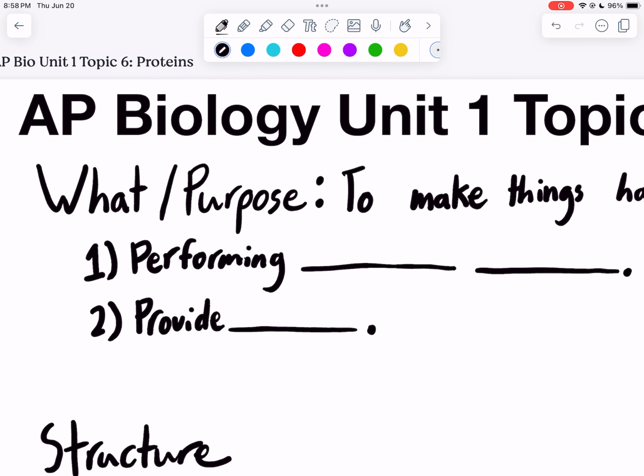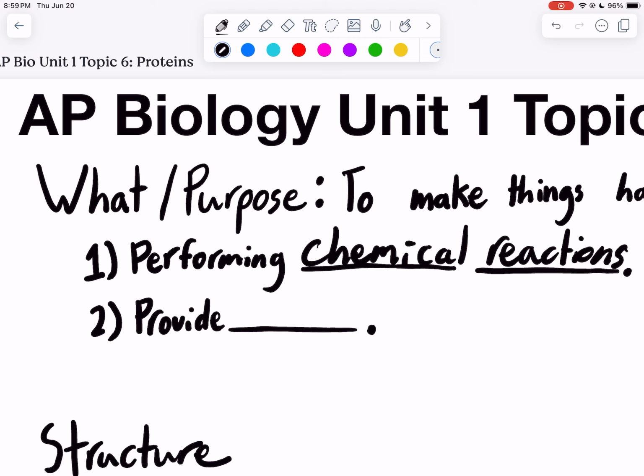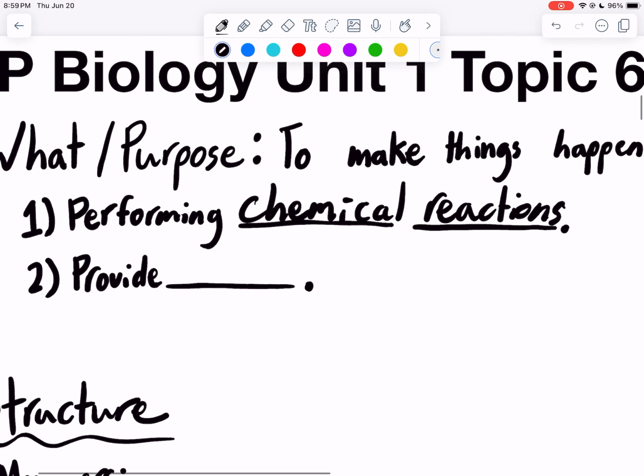And its two main purposes are, one, performing chemical reactions. This is really important. Most actions that happen in your body are caused by different forms of proteins performing chemical reactions, and it's very, very crucial to living. Some people would argue that the basis of life is proteins, essentially, because they just do everything.